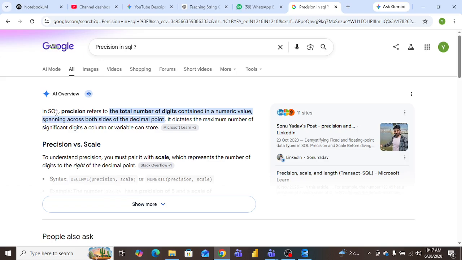Okay. What is the meaning here? Precision refers to the total number of digits contained in the numerical value, spanning both sides of the decimal. So what I'm telling here, you can see.